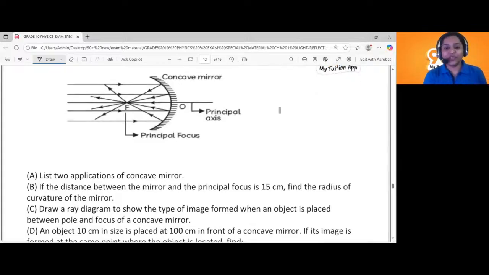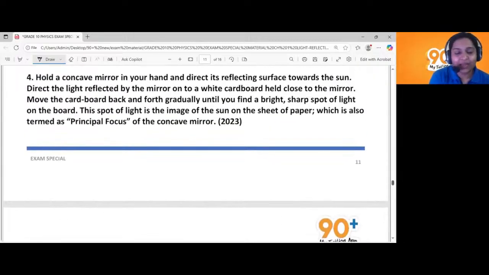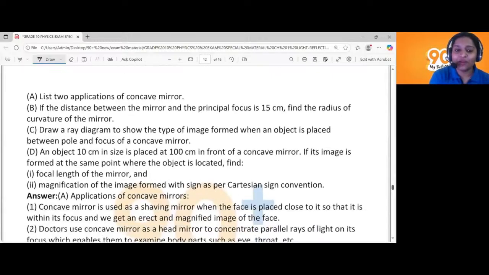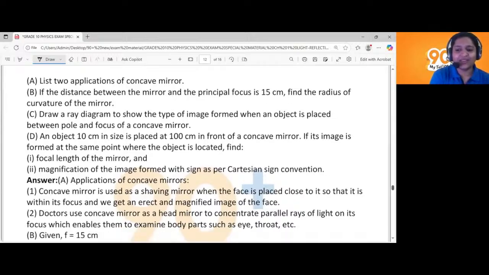The image formation diagram is also given. After reading this paragraph, I am sure that 50% of the students will get confused. But let's see the subparts. List two applications of concave mirror. Very simple question. Concave mirrors are used as makeup mirrors. Dentists and ENT doctors use them as head mirrors. Shaving mirrors too. You can list any two applications.